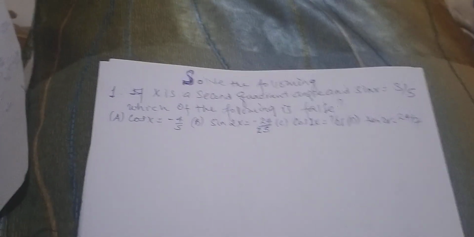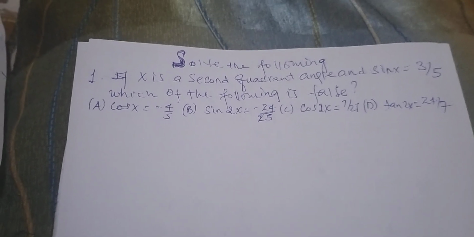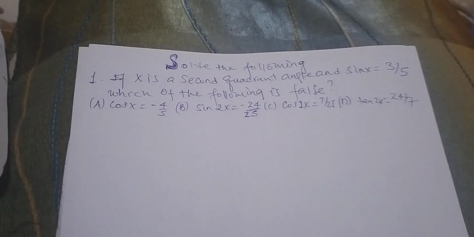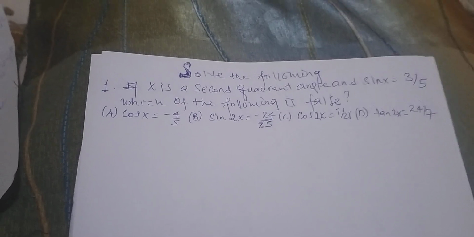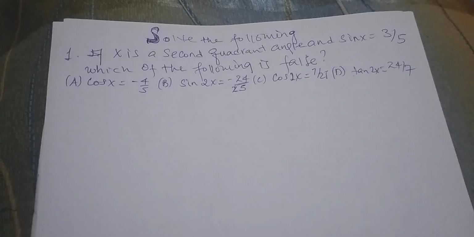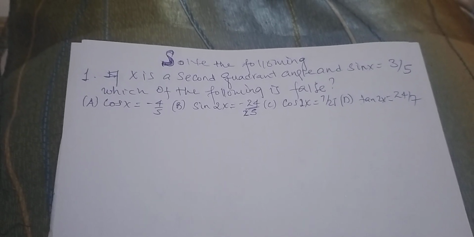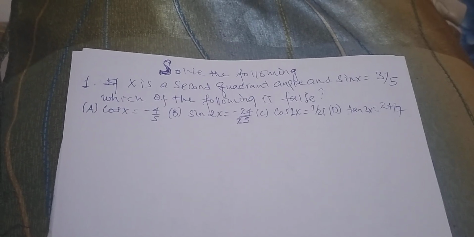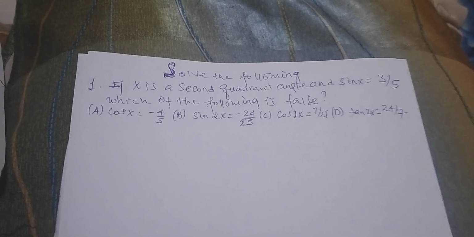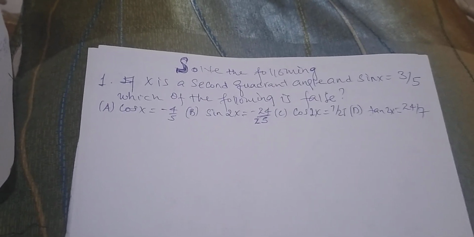Solve the following. Question number 1. If x is a second quadrant angle, sin x is equal to 3 over 5. Which of the following is false? A. Cos x is equal to negative 4 over 5. B. Sin 2x is equal to negative 24 over 25. C. Cos 2x is equal to 7 over 25. D. Tan 2x is equal to 24 over 7. How do you answer this question?